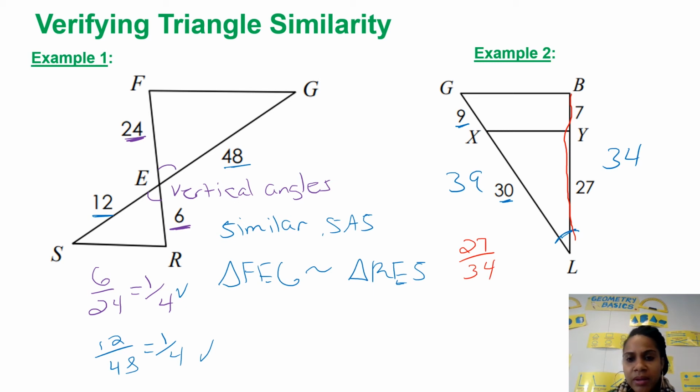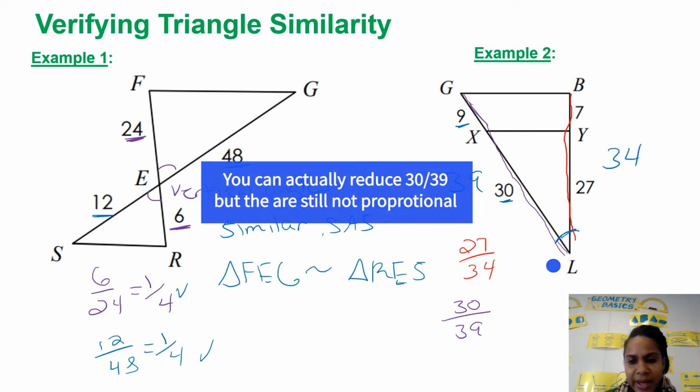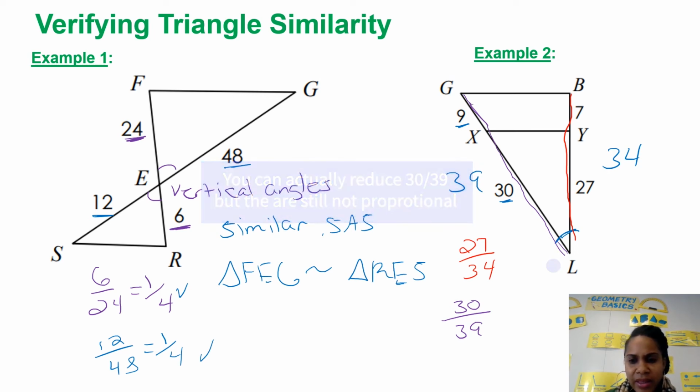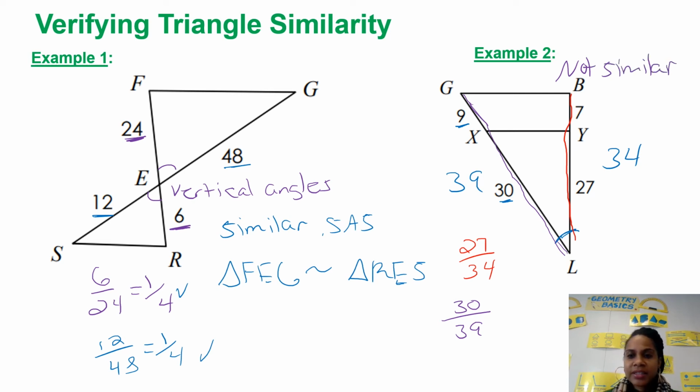And then right here our other side, GL and XL, I'm sorry. And so the length of that smaller triangle would be 30 over 39. We can't reduce them, all right? So we could see that these are not proportional, and so these triangles would not be similar. So although they have an included angle, they are not similar because the sides are not proportional.